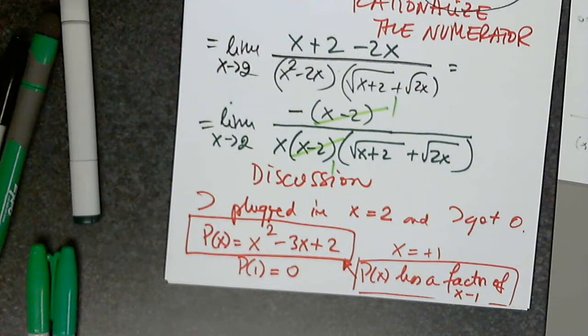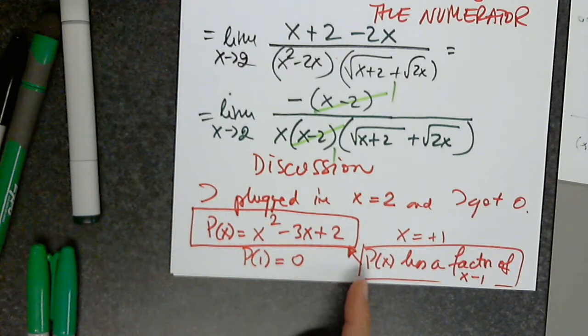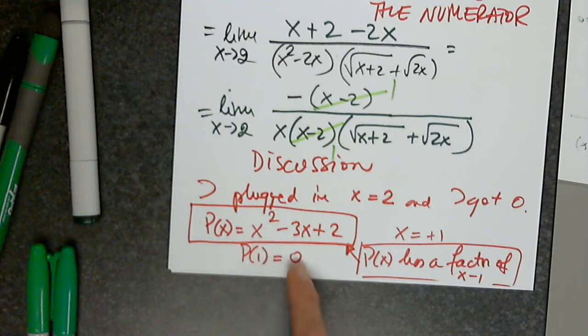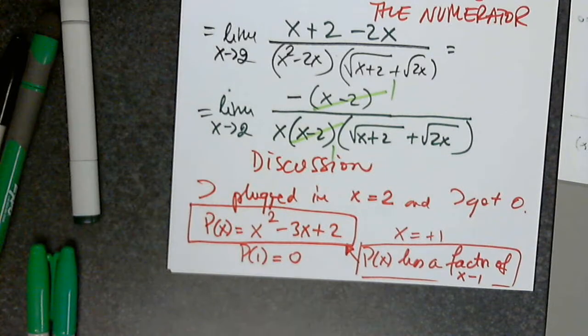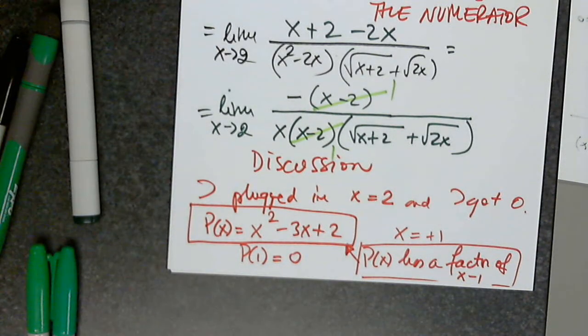It's a must. When I plug a number like x equals 1 into a polynomial or an expression, and p of 1 in this case is 0, then I know that x minus 1 is a factor of p of x. If I plug in -3 and I get 0, which factor does that polynomial or expression have? What factor must come out? X plus 3. Very good.